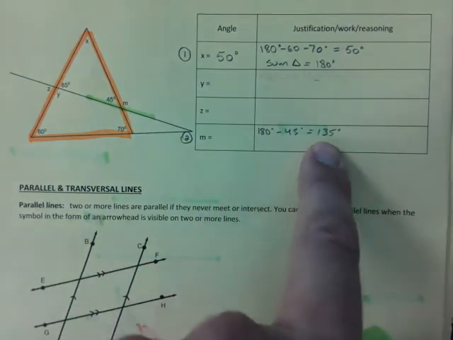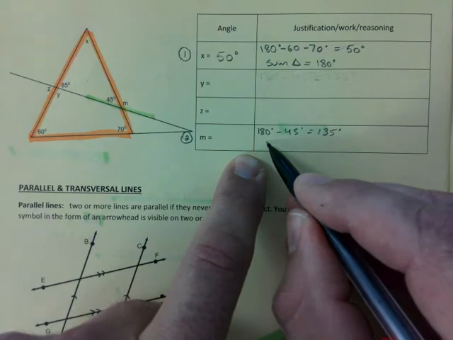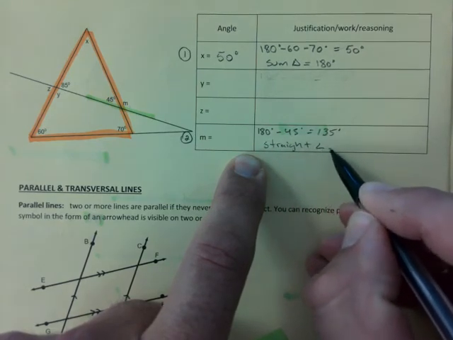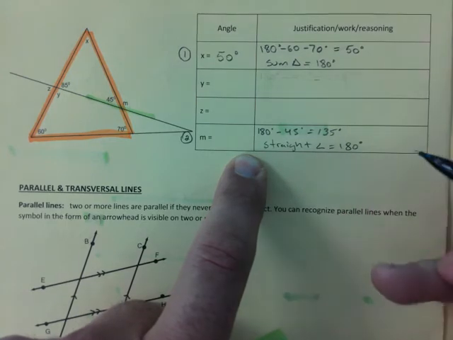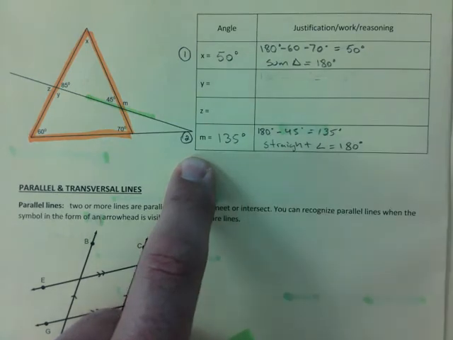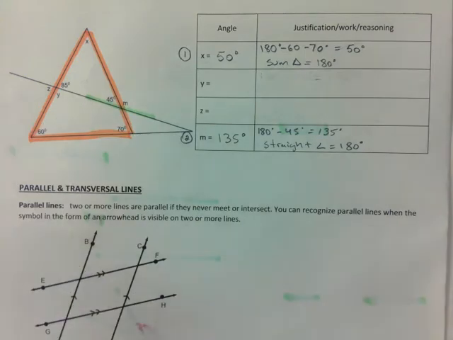All right, so 135. And I will just say that that is the straight angle is equal to 180 degrees, sorry. And I just put the 135 in there. And some students like to actually put the number here as well. If that helps you, go for it.